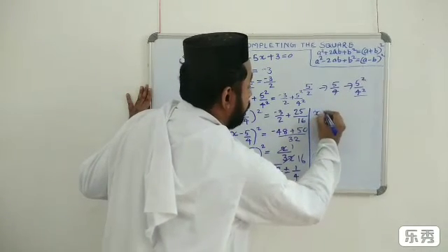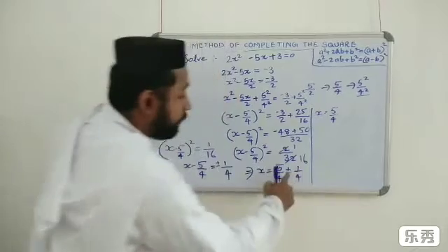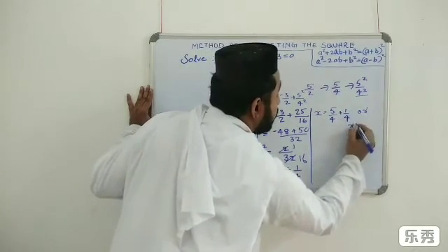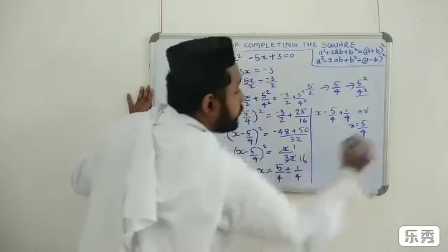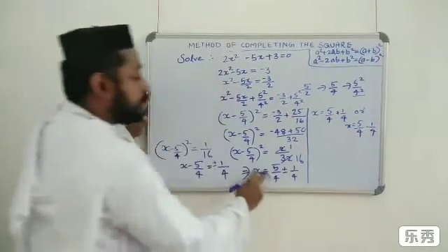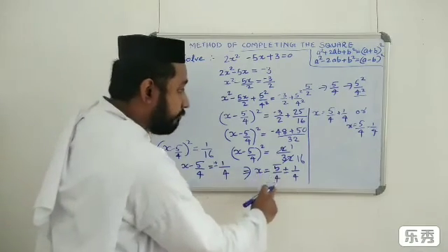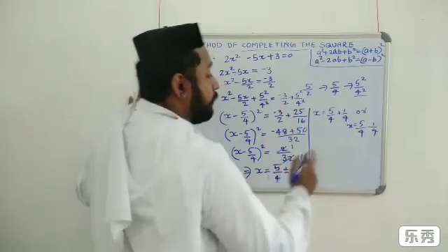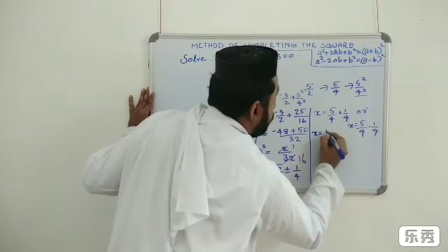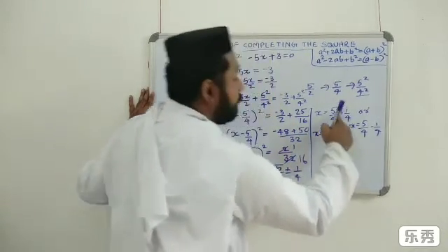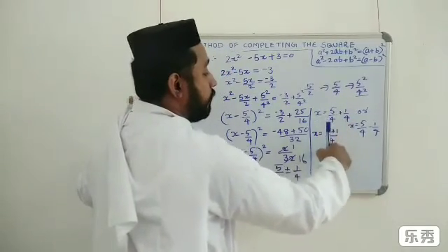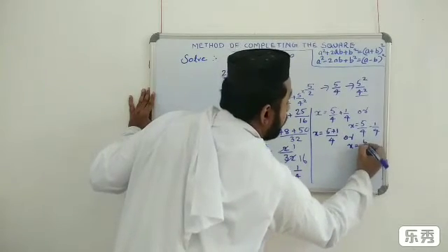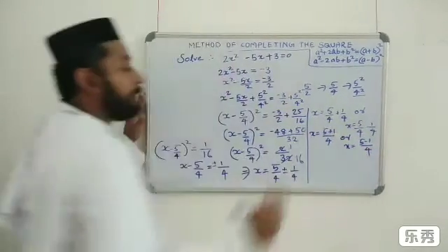There are two cases, because there is plus or minus. Therefore, x is equal to 5/4 plus 1/4, and x is equal to 5/4 minus 1/4. Which means x is equal to (5 plus 1)/4. When we add, the denominator is the same, therefore 4 is there. Or x is equal to (5 minus 1)/4.